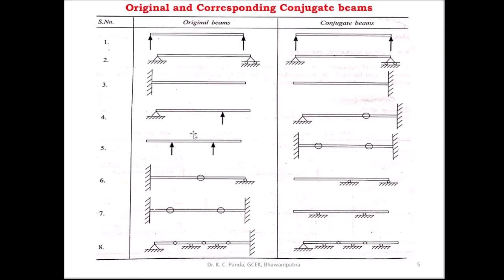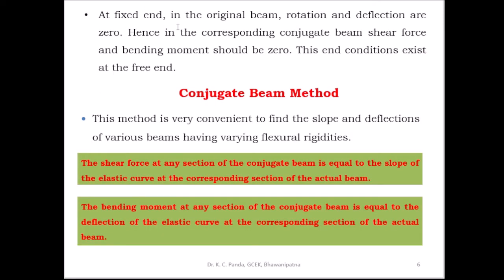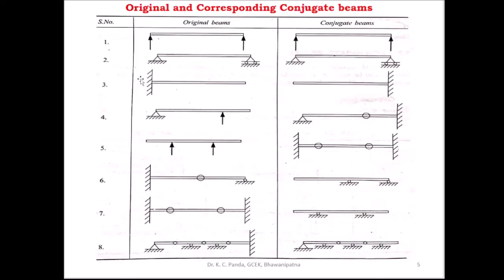Here you see at the fixed end in the original beam, the slope is 0 and deflection is 0. In the conjugate beam, this is the free end. At the free end the shear force is 0 and bending moment is 0. At the fixed end in the original beam, rotation and deflection are 0. Hence in the corresponding conjugate beam, shear force and bending moment should be 0. This end condition exists at the free end. So this is the fixed end and this is the free end. At the free end the shear force and bending moment are 0, and at the fixed end the slope and deflection are 0.